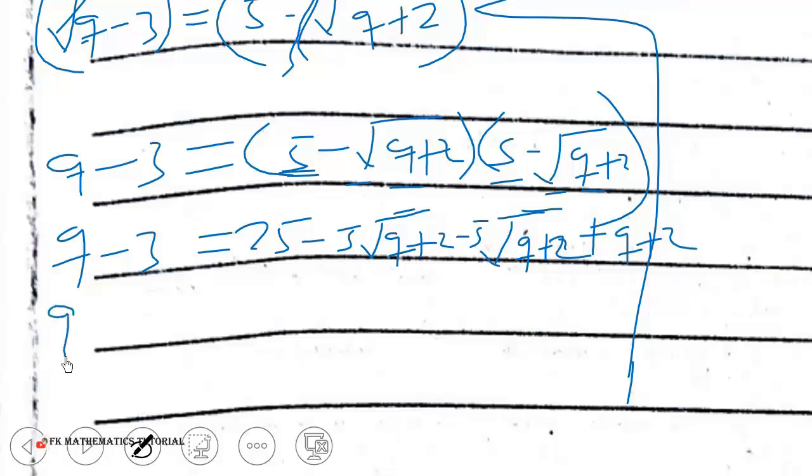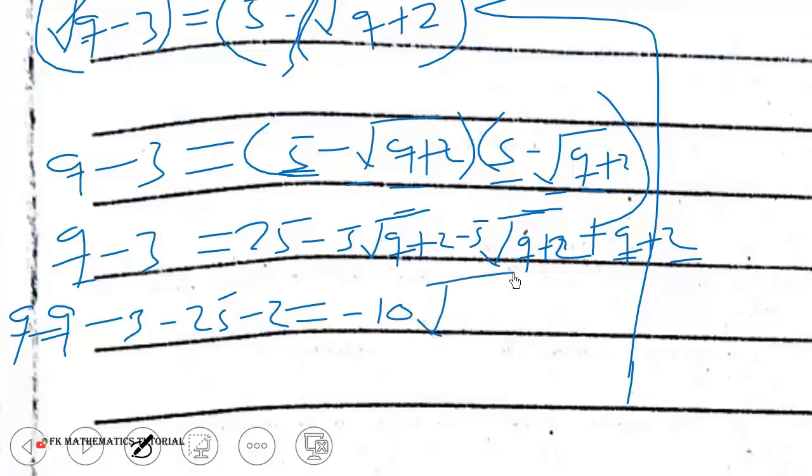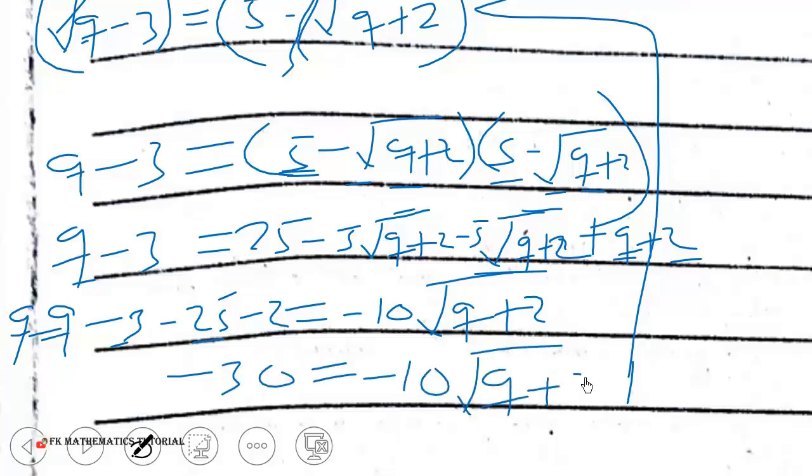So q minus 3 minus 25, then we have minus 2, and the q will go away. So we're going to get q minus q is equal to, so we have minus 10 square root of q plus 2 on the right hand side. So minus 3 minus 25 minus 2, that will give you negative 30 on the left hand side is equal to negative 10 square root of q plus 2.